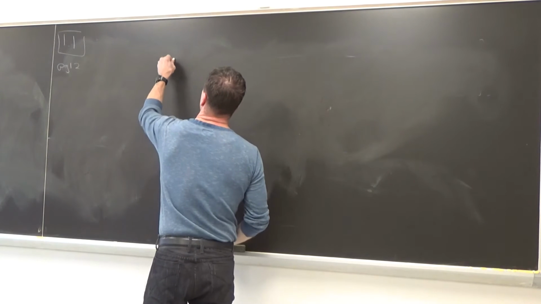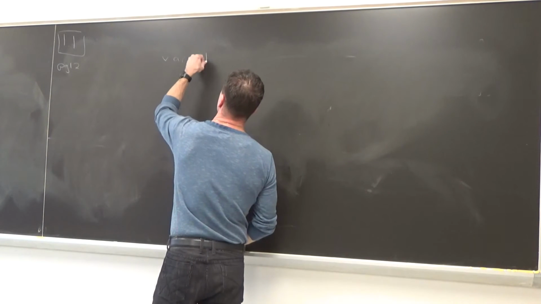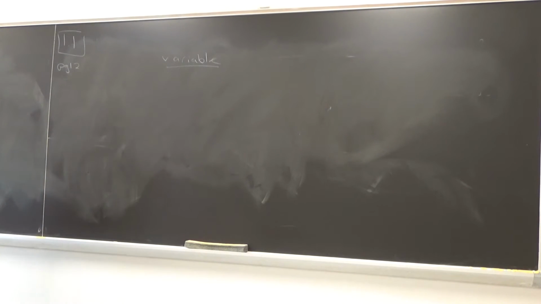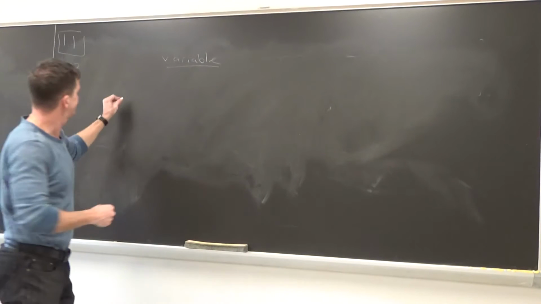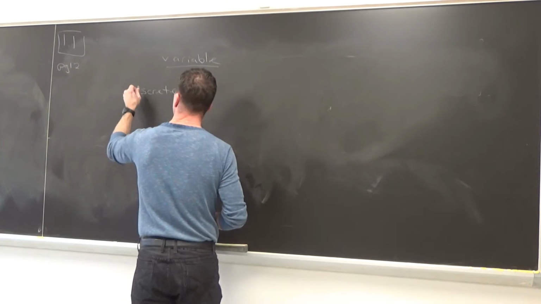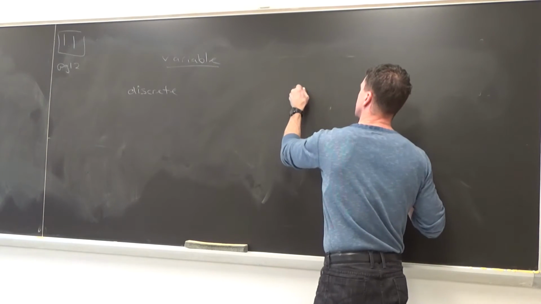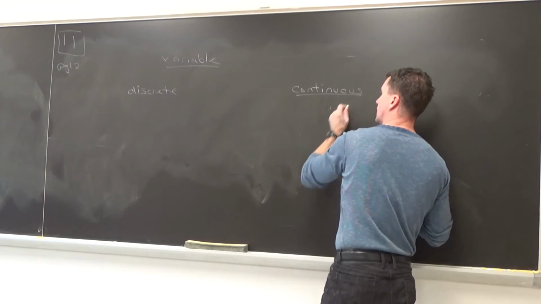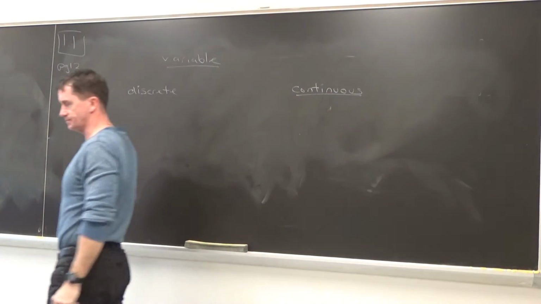Variable. Well, a variable is just a characteristic. We have variables in statistics, but it's just a characteristic. There are two types we're going to see: a discrete variable and a continuous variable. These characteristics: there's a discrete variable and there's a continuous variable.